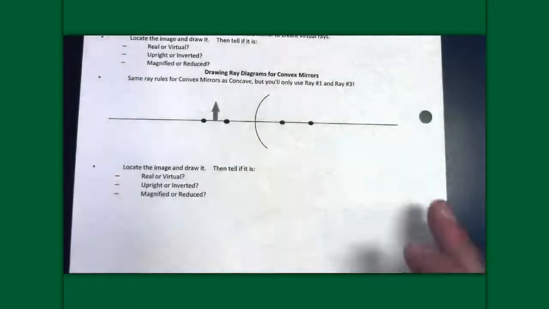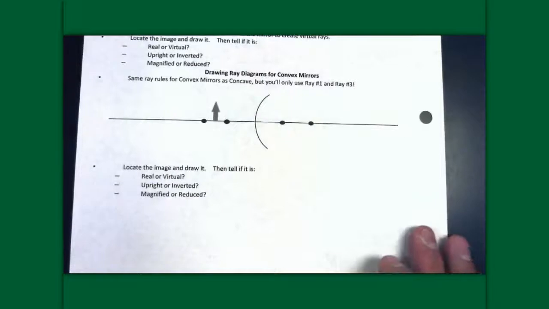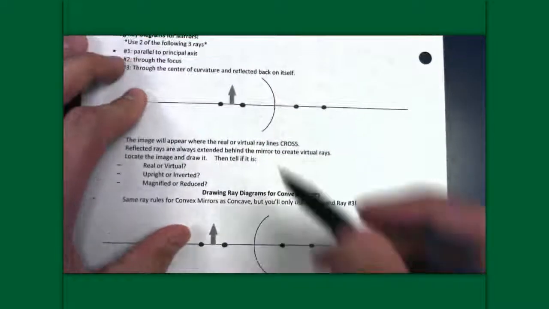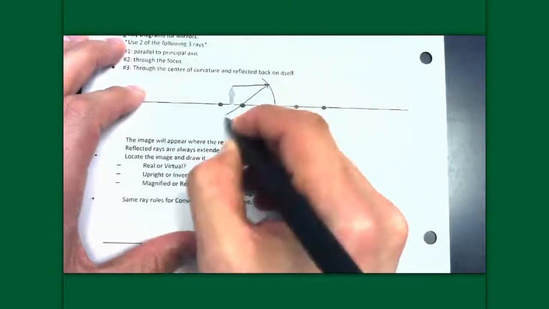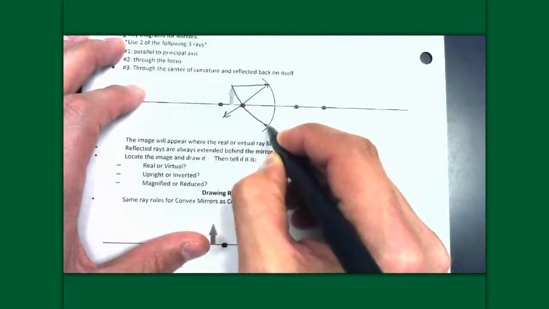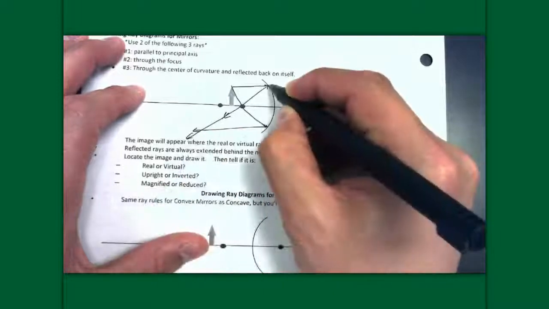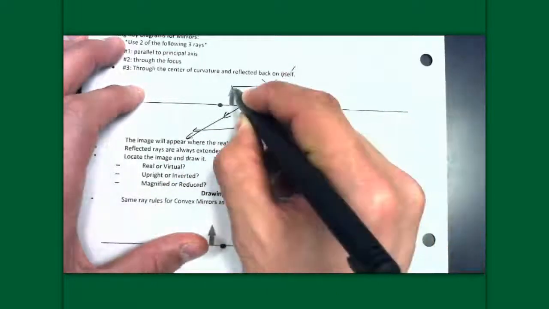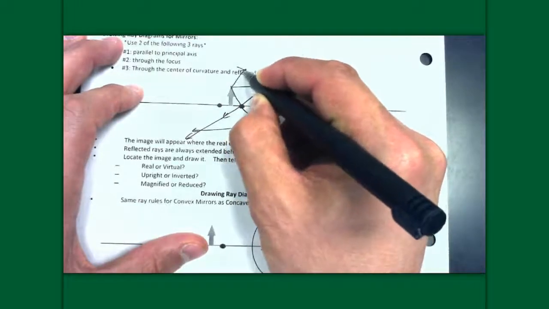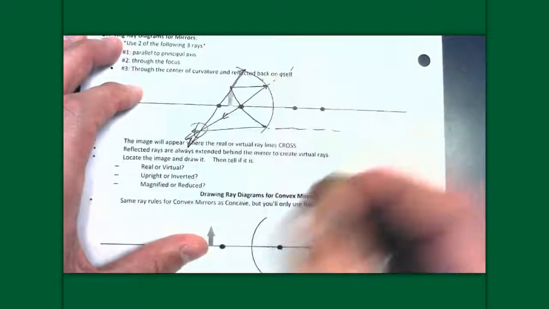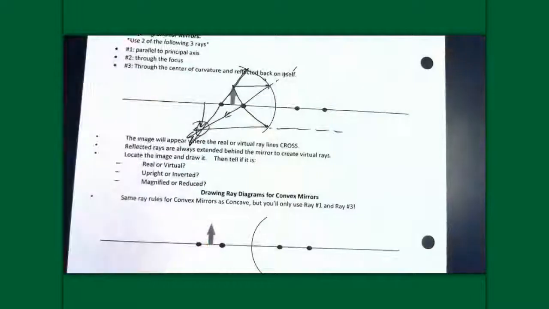All right, let's look at the one down at the bottom now, the convex mirror. Notice at the top we had a concave mirror. You should have all your rays drawn on this one. This would be ray number 1. This would be ray number 2. And there's a virtual ray here, virtual ray here. This would be, for ray number 3, we would have had to extend this mirror, so it would be here and then coming back on itself. They all intersected here, and there's our image.